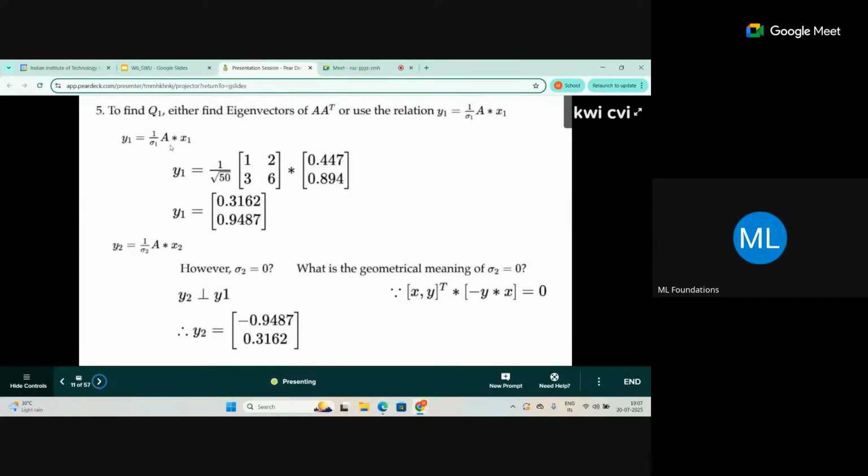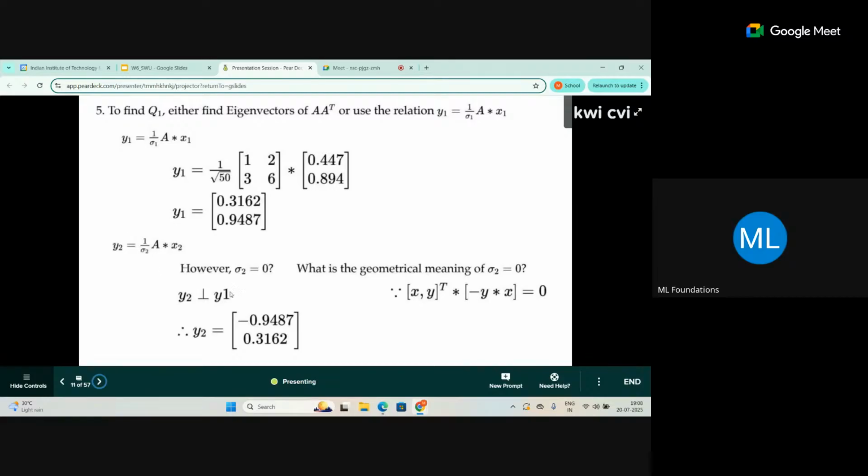So that into this, and 1 divided by sigma 1, if you do it, you'll get the first vector of U. And y2 will be like this, but then sigma 2 equals 0. If sigma 2 is 0, then we know that y2 and y1 are orthogonal to each other. So if they have to be orthogonal, what is the criteria? This was 0.3162, 0.9487. You can directly get this minus. That is fine. I hope you understood this part.